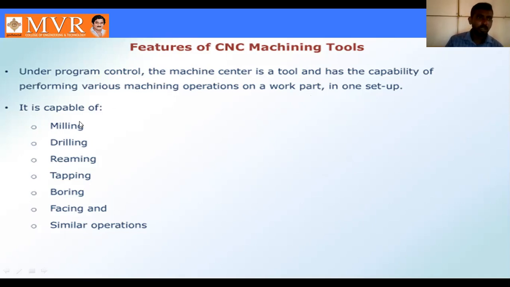So generally, what are the capabilities? It is capable of milling, drilling, reaming, tapping, boring, facing, and similar operations. These are the features of CNC machine tools. First operation is milling. Second is drilling. Third is reaming. Fourth is tapping. Fifth is boring. Next is facing. And the last one is similar operations. So these are the features of CNC machine tools.